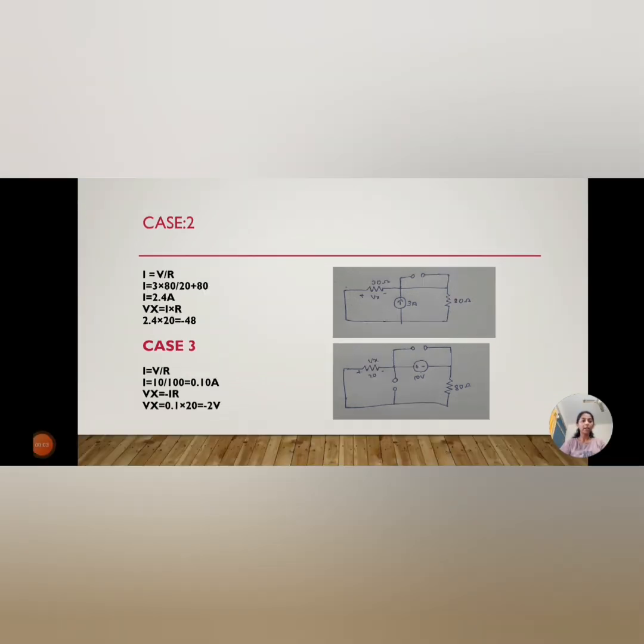Consider case 3. In case 3, the 10 volt source is under consideration, the 16 volt source is short circuited, and the current sources are open circuited. Consider the 20 ohm resistor and 80 ohm resistor. In case 3, I equal to V by R by Ohm's law, V is 10, and R is a total of 20 plus 80, which is 100 ohm, so I is equal to 0.10 ampere. Vx is equal to IR, which is 0.1 into 20 ohm, equal to 2 volts.